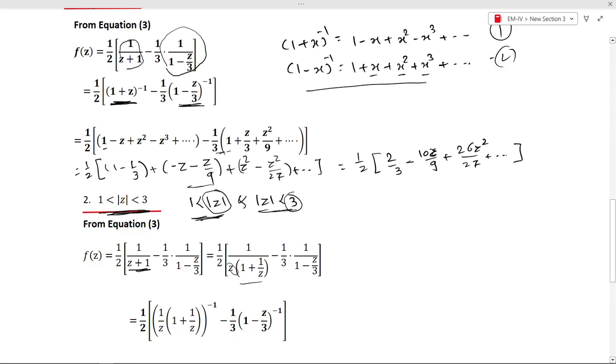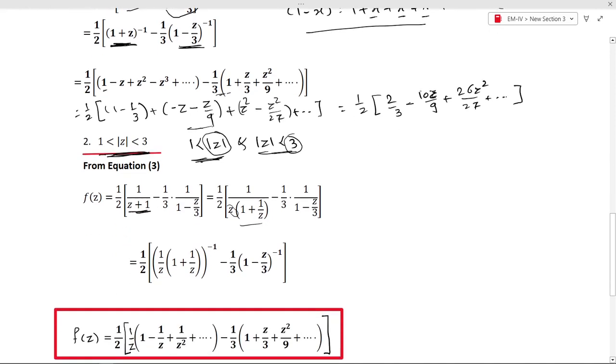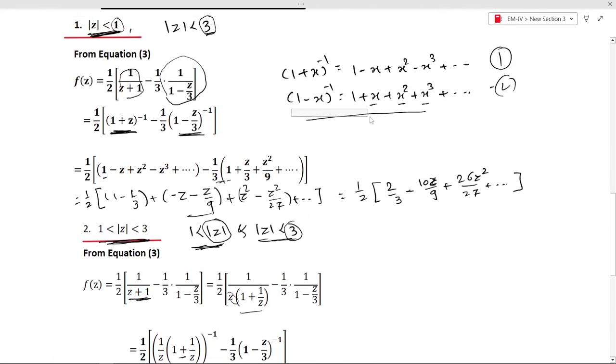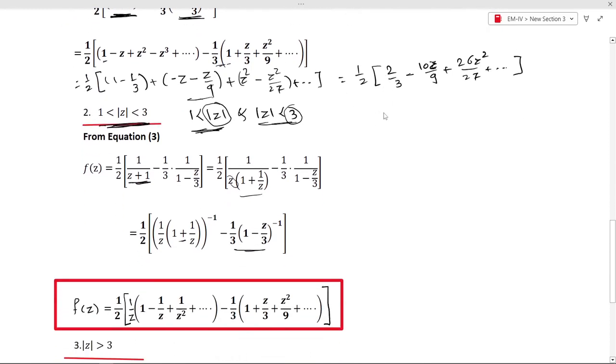Again we'll use these two series. For 1 plus x, alternate plus minus will come, and for 1 minus x, all terms will be plus. So here your series is 1/2 as it is, 1/z as it is. Here it is plus, so in place of x we have 1/z, so alternate plus minus: 1 minus 1/z plus 1 upon z square and so on. Second is minus 1/3; we will use the expansion of 1 upon 1 minus x inverse, so all terms are plus. In place of x we have z/3. So here you will get minus 1/3 into 1 plus z/3 plus z square upon 9 and so on.